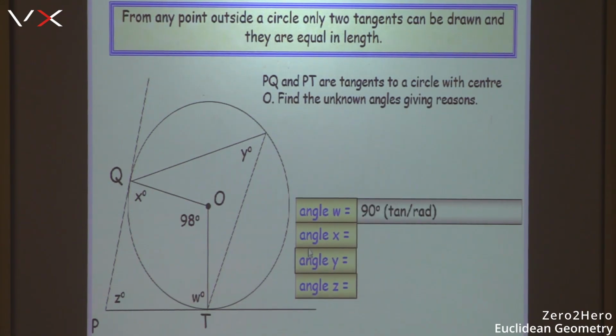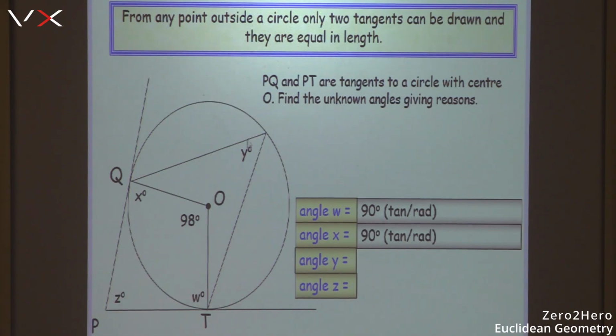Let's look at X. Where is X? Let me go look at X. What do I see around this X? This is the line. What is this line called? OQ is called the radius, and this line is called what? A tangent. Whenever a tangent meets a radius, what do we know? 90 degrees is formed. Therefore, this value of X here will also be equal to 90 degrees, tan radius theorem.